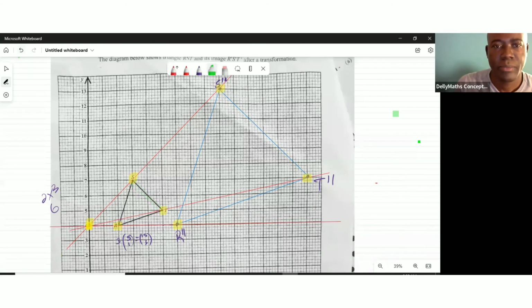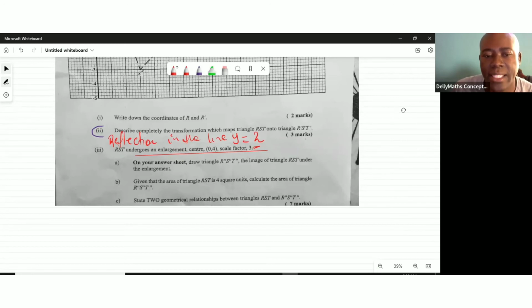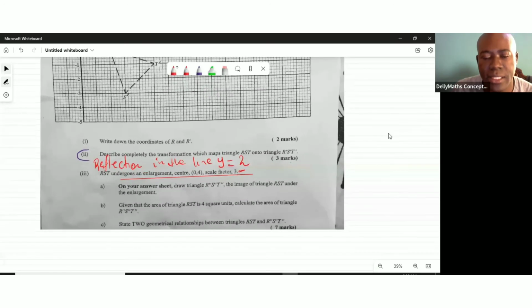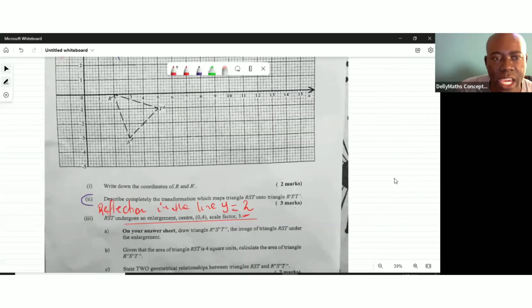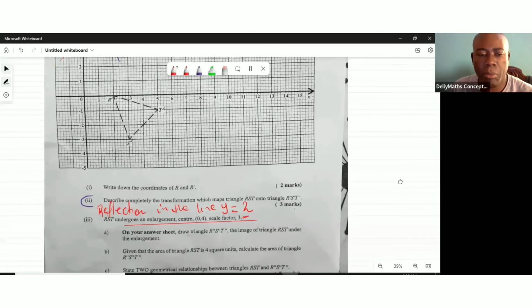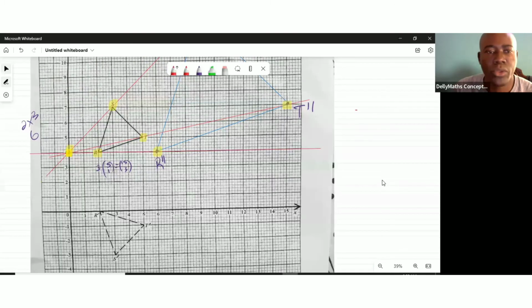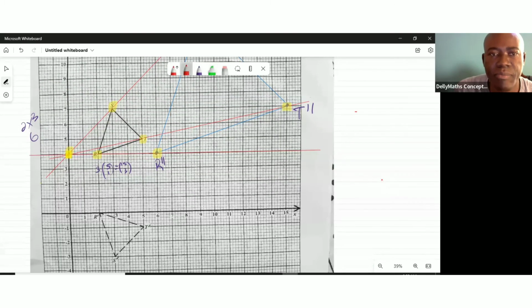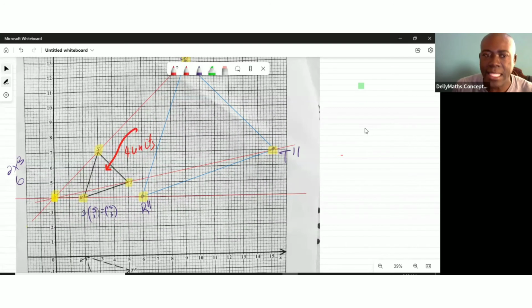All right, good. The area of the triangle RST is 4 square units. So we're told that the area of RST is 4 units. Calculate the area of triangle R double prime, S double prime, T double prime. All right, so we're told that the area of this, let me point to it, the area of this is actually 4 units. Bear in mind that the area of an enlargement is affected by the scale factor.